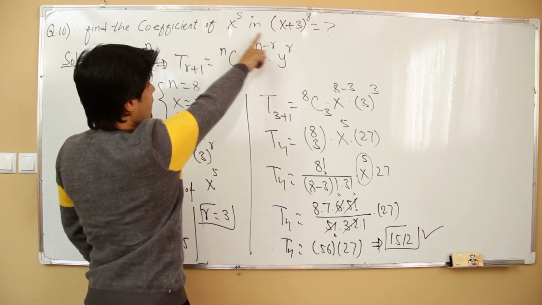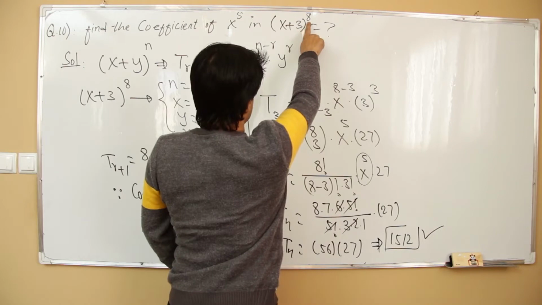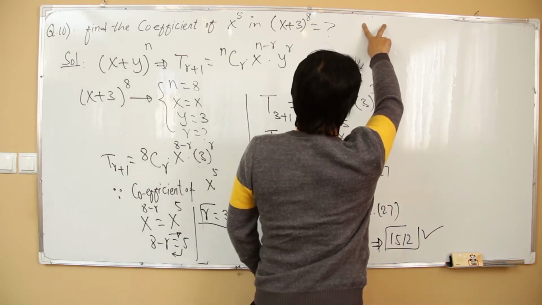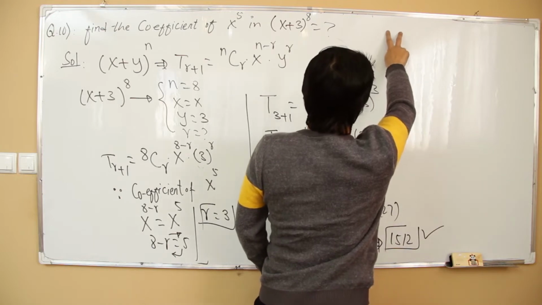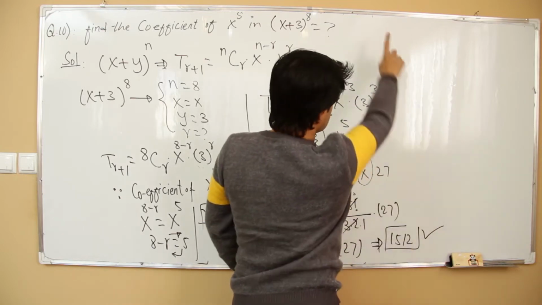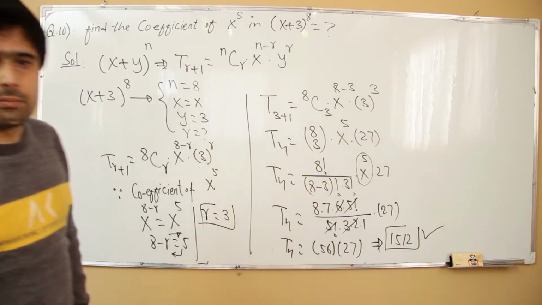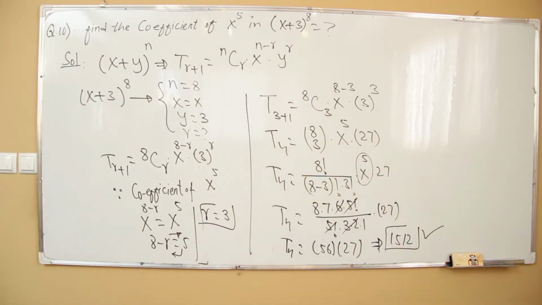If you simplify (x + 3) raised to the power 8, the first one is 8, then 7, then 6, then 5. That coefficient is this one, and that x to the power 5, it is our fourth term. I think you have got it. Write it, please.